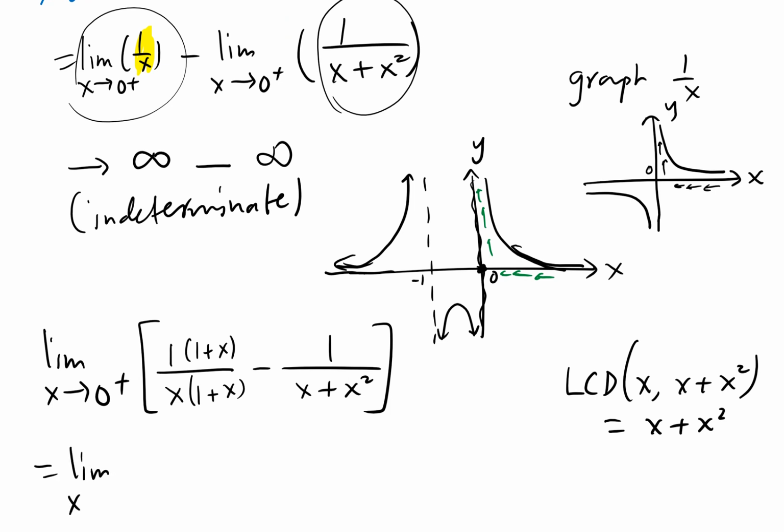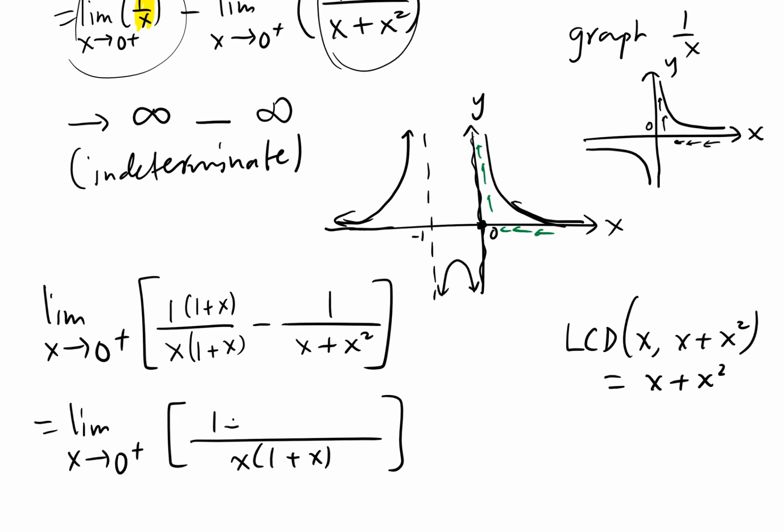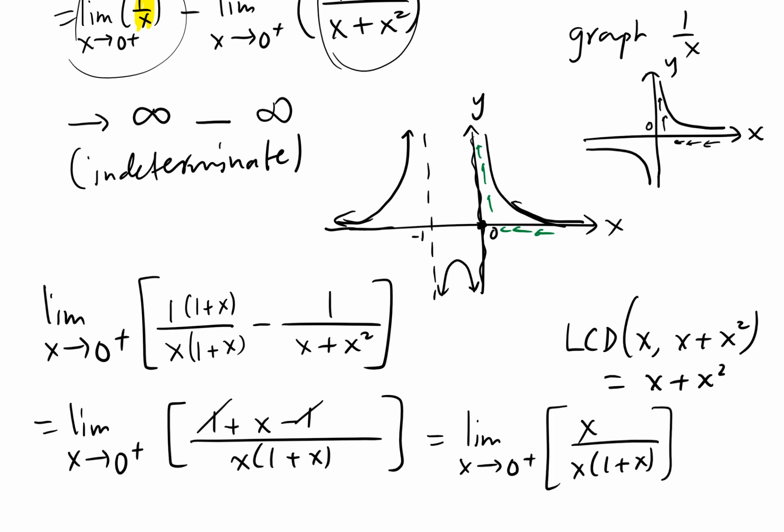Limit as x approaches 0 from the right side. Combine the fractions, x plus x squared, or if you like, x times 1 plus x. 1 plus x minus 1 on the top. These cancel. Limit as x goes to 0 plus x over x times 1 plus x. Again, the x's cancel. So then this goes to 1 over 1 plus 0. So the answer is simply 1.